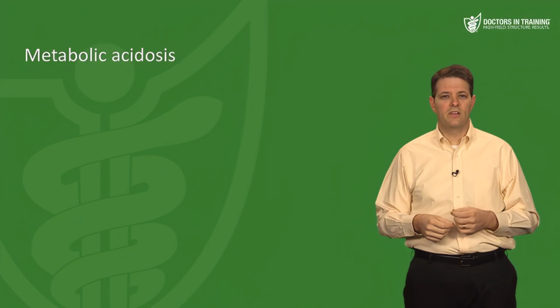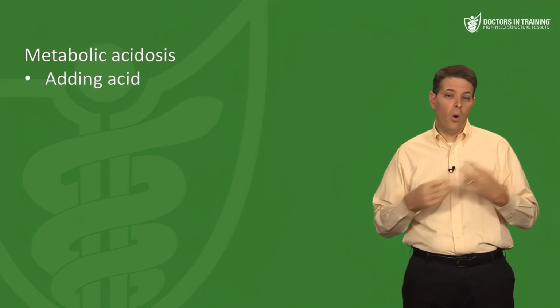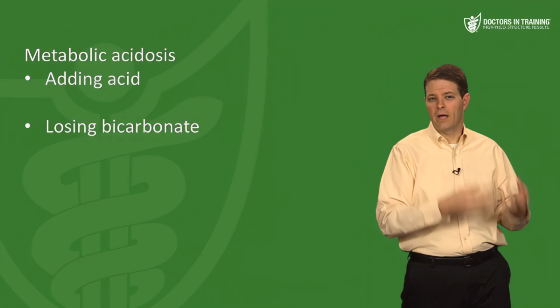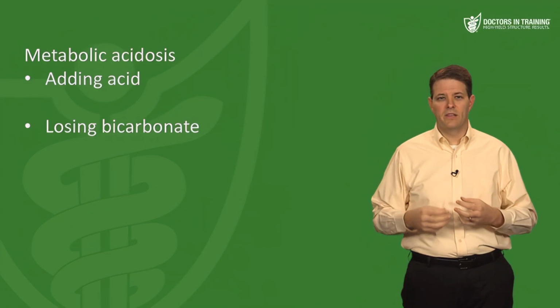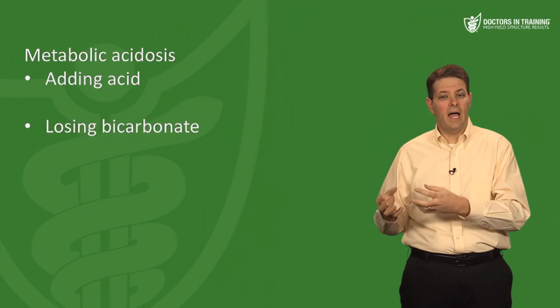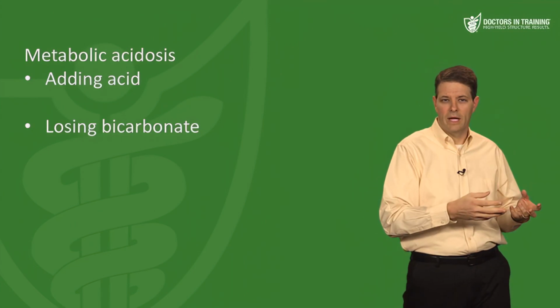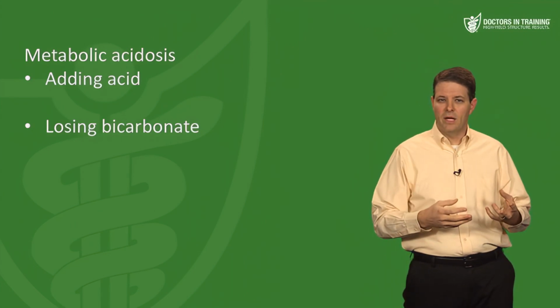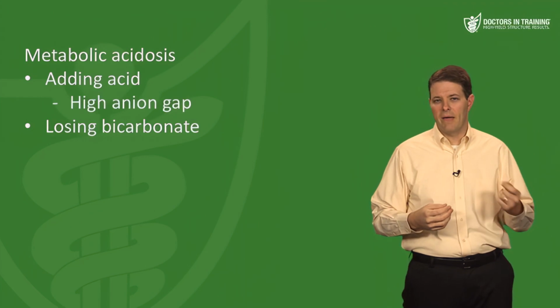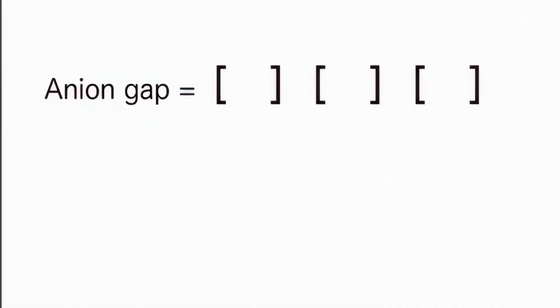Metabolic acidosis occurs either because you're adding acid to the blood or because you're losing excessive bicarb. So metabolic acidosis can be further categorized based on whether there's high anion gap or normal anion gap. When you add acids to the blood, that causes a high anion gap acidosis. In case you've forgotten, anion gap is calculated by taking the serum sodium and subtracting the serum chloride and bicarb. Serum potassium is so low relative to sodium that we just ignore it. So it's sodium minus chloride minus bicarb, and that's the anion gap.